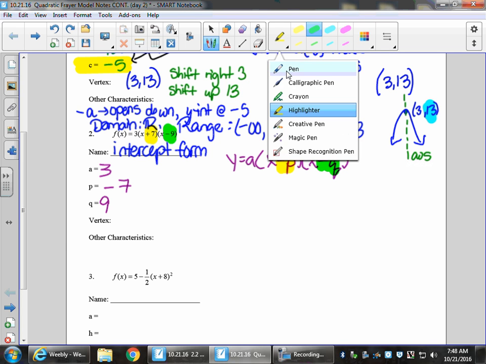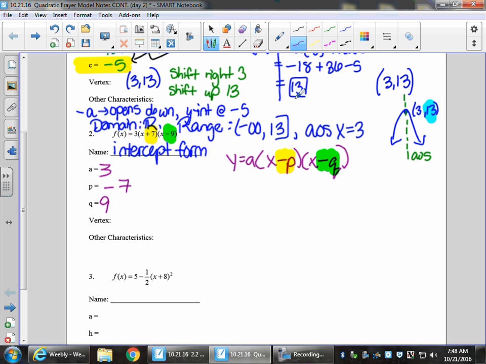The vertex, in words, what did we say about the vertex for intercept form? It's halfway between what and what? Check your notes if you're not sure. It's halfway to the x-intercept. Yes. Halfway. And what are the x-intercepts represented by? Halfway between x-intercepts. P and Q. So how do I find that number? Do I know my x-intercepts? Yes. What are they?